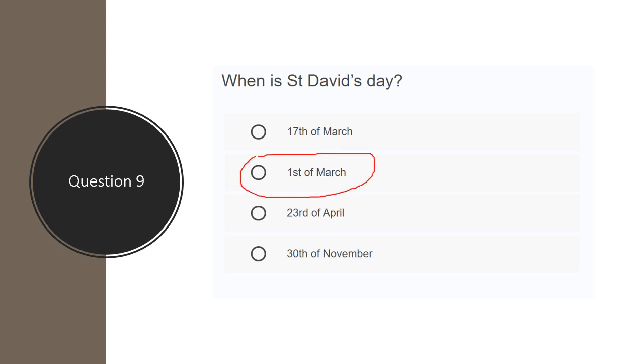You must remember that there are 4 countries, 4 national saints, and they have got 4 different days. 2 of them come in March, 1 in April, and 1 in November. So in this particular case, our answer is 1st of March.